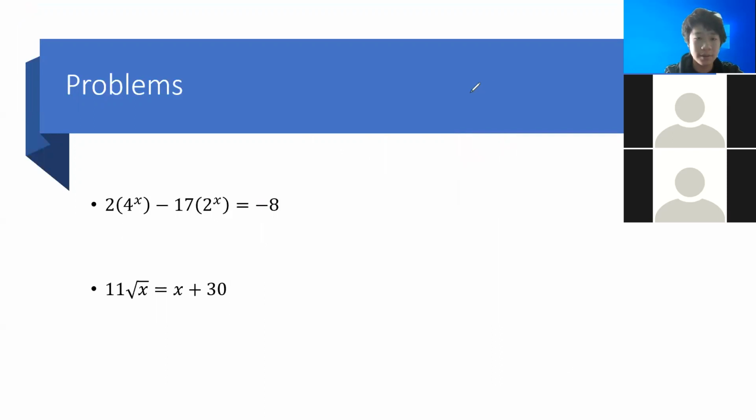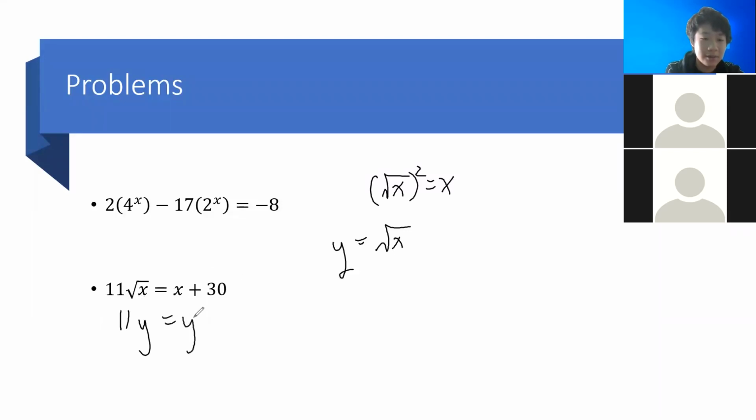Okay, next one is very similar. At first glance, this is a little bit deceiving, right? We don't really know what that is. Well, if you note how the square root of x squared is x. So if you say y is square root x, it's a quadratic in terms of y. So it's just 11y equals y squared plus 30. Move this one to the other side.